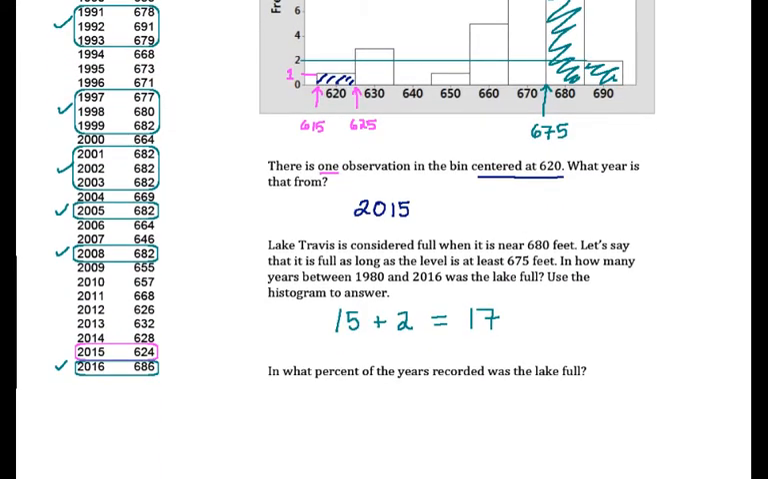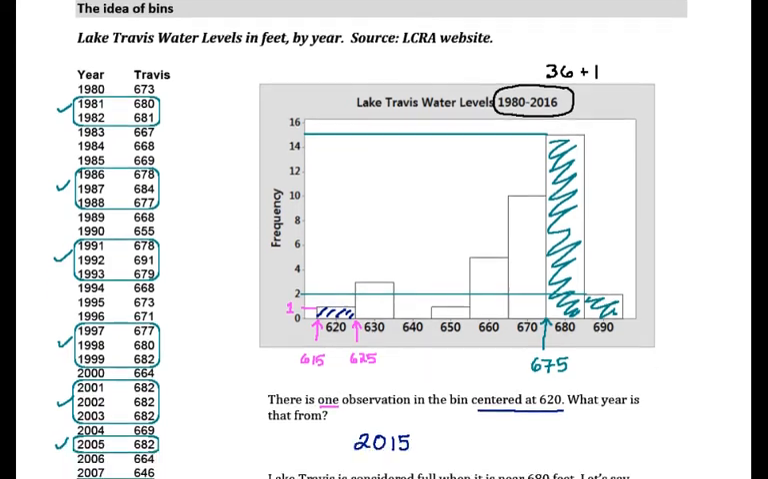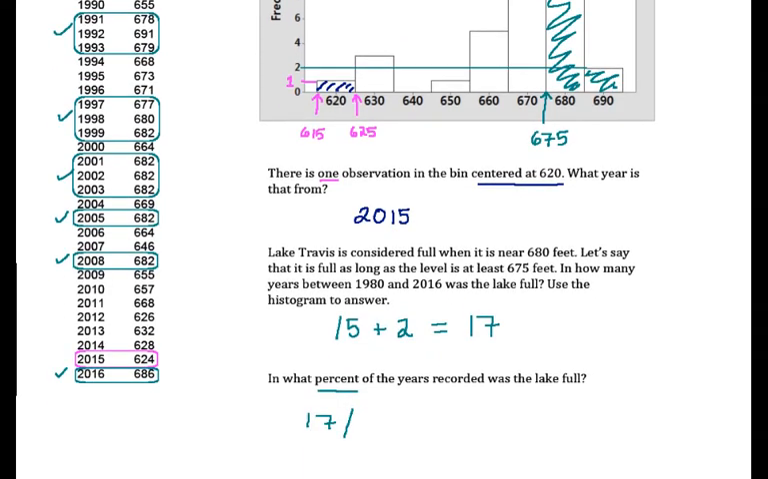So we might also be interested in the question, in what percent of the years was the lake full? We know that it was full in 17 years. Now we just need to figure out how many years total are included in our range. This goes from 1980 to 2016. So the first thing we might think to do is subtract, which gets us 36. But since we're including both endpoints, both 1980 and 2016, we need to add 1 to that difference because we're basically starting from a 0 instead of starting from a 1. So we have 37 years total in this date range.